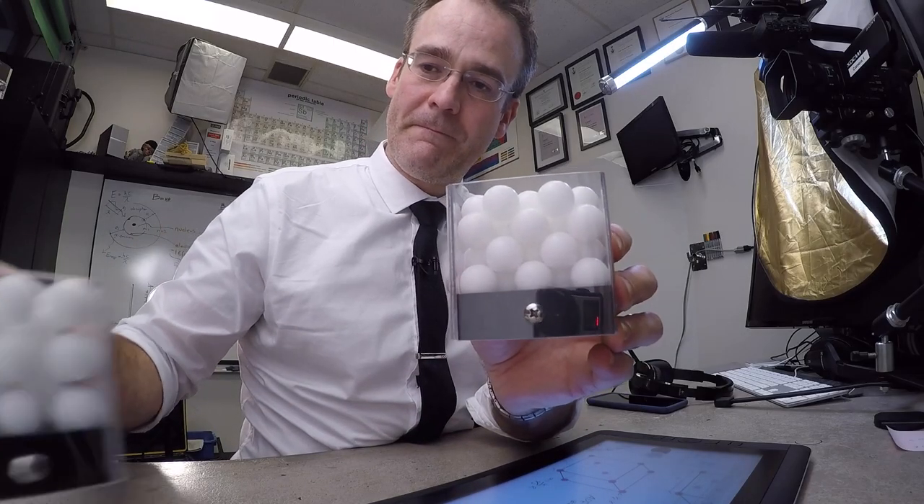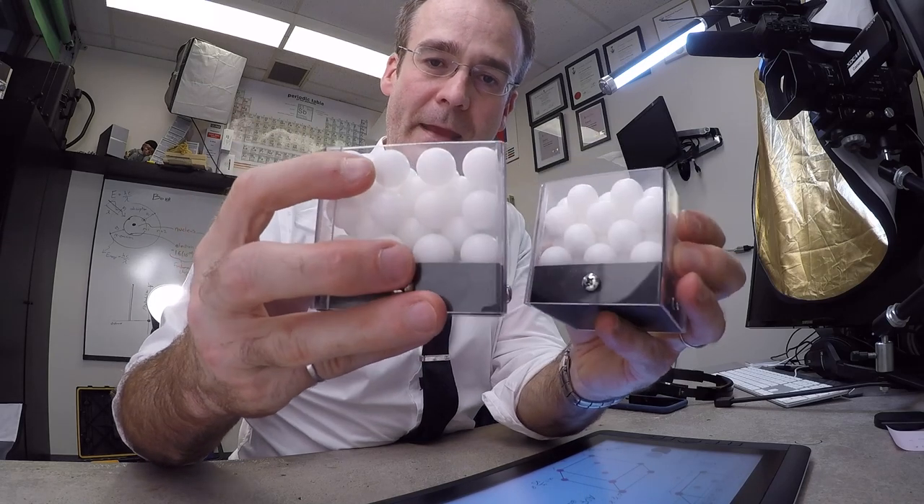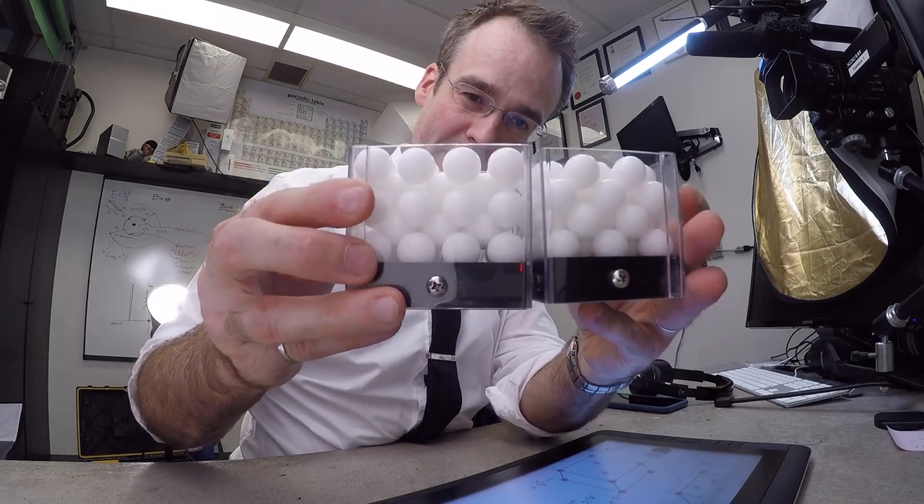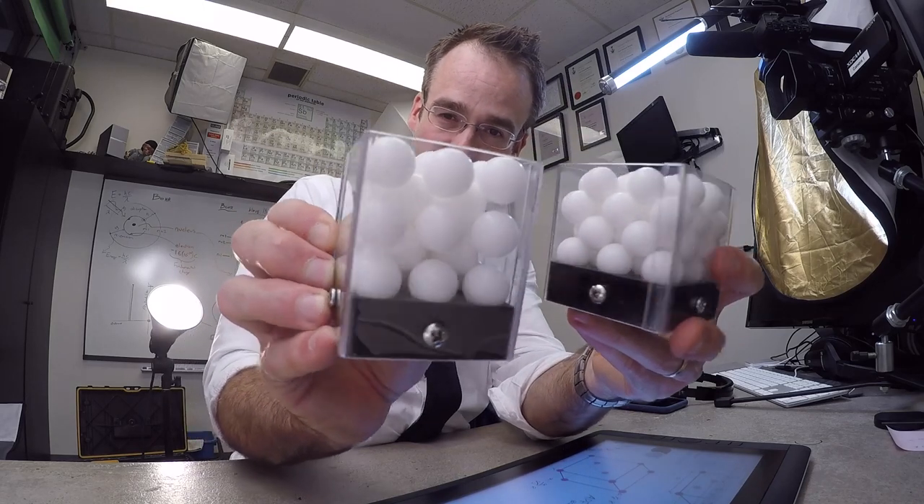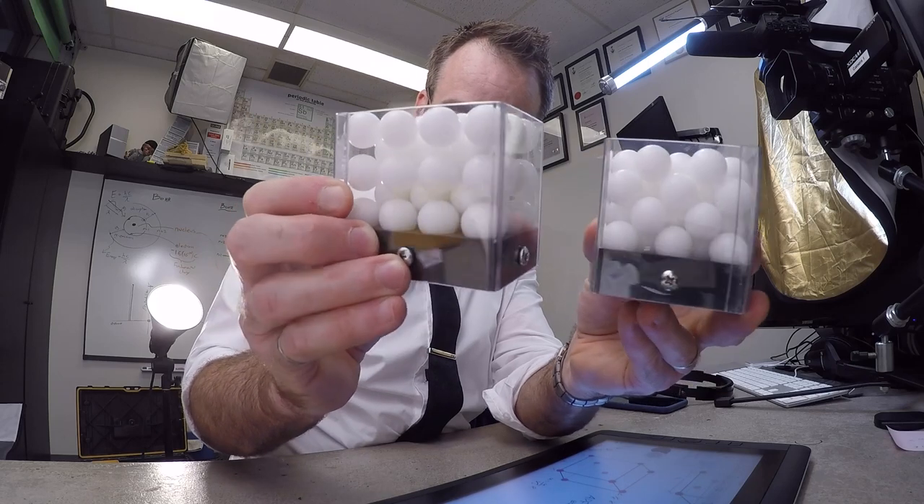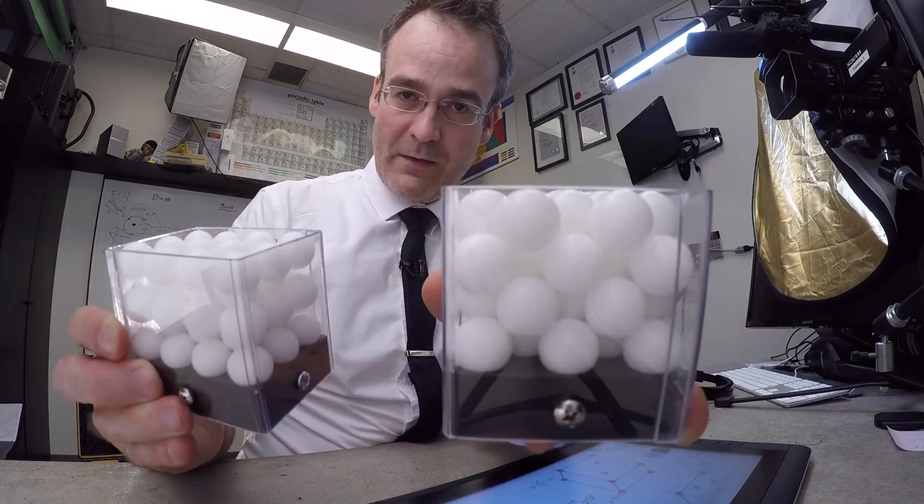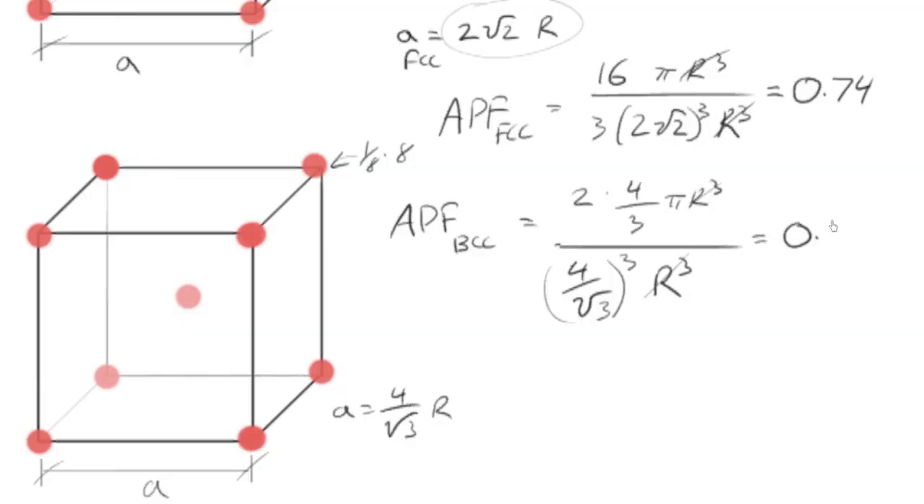0.68. This is FCC, this is BCC, trust me that they are. Which one looks like it's got more open space between the atoms? It might not be that obvious on the video, I'm not sure. But in fact, face-centered cubic FCC is more densely packed, and BCC has an atomic packing factor of 0.68.